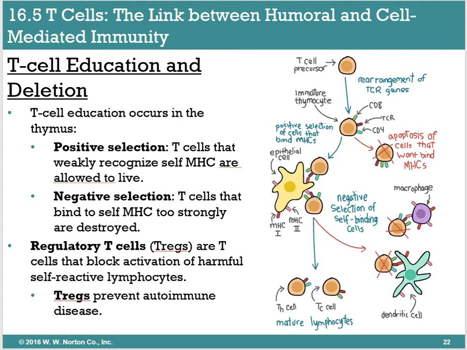Okay, so as we see in this figure, we have a T cell precursor, and what he's doing is that he's going around and he's binding to MHC1s and 2s, and as we see, it bound to an MHC2 and it was allowed to live. But if it goes through the negative selection, meaning the negative process of cell binding, then what will happen is that it will die. So that X means that the cell died.